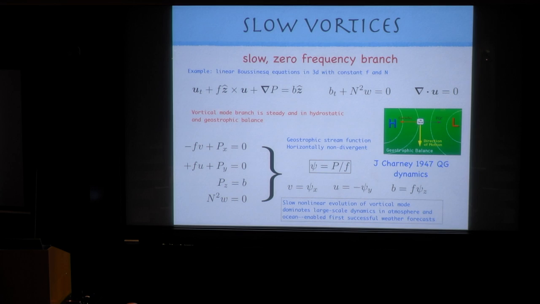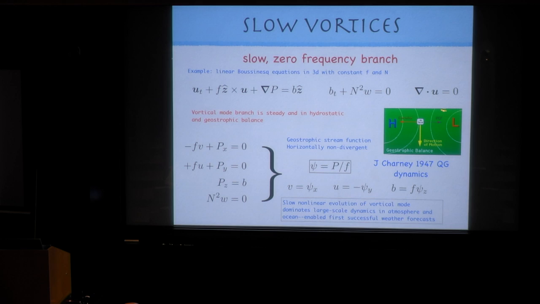Why is that? It doesn't go from high pressure to low pressure. It travels along a line of constant pressure due to the balance between pressure and Coriolis forces. So Jules Charney, the grandfather of dynamic meteorology, figured out that you can base the slow evolution of these systems solely on the dynamics of the stream function, and therefore filter out the fast waves. And that's quasi-geostrophic dynamics, and that was really, for decades, the paradigm of successful weather forecasting.